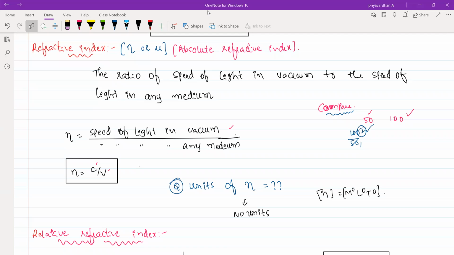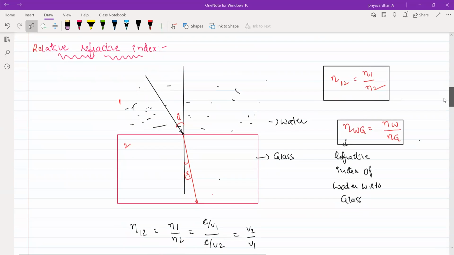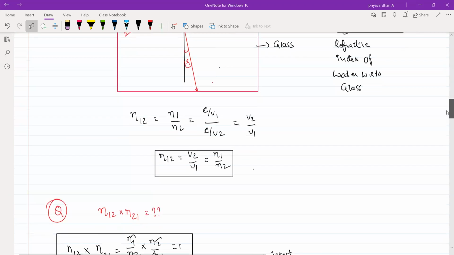Whenever we are going from one medium to another medium, the speeds are changing. So if you want to measure how the speed is changing, by what fraction, you take the refractive index. Whether it is doubling or decreasing by 1/2, decreasing by 1/3, like that we are taking. Relative refractive index: instead of comparing with the speed of light, if you are comparing the speeds in two different mediums, then you can say it as relative refractive index. There you can write it as eta 1,2: refractive index of first medium to the second medium, I can write it as eta1 by eta2. We'll solve some sums too a bit later.